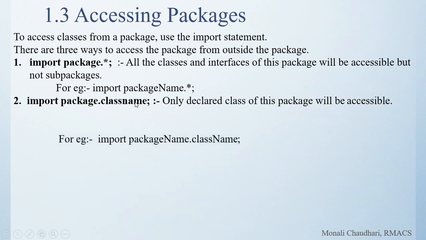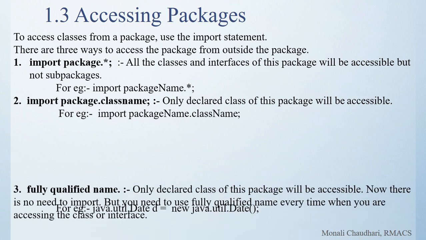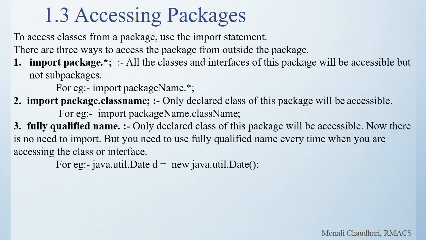Previously we have seen one example where the package ty contains a class A. Here in this example we can write import ty.a, so it will create a package ty and in that a class A. Then the third is the fully qualified name.